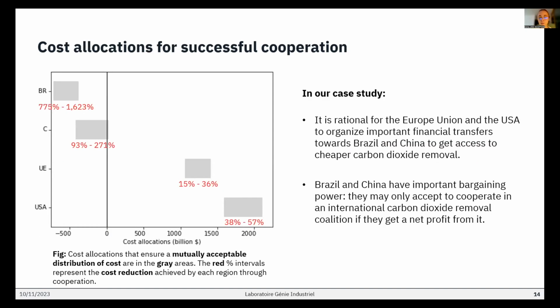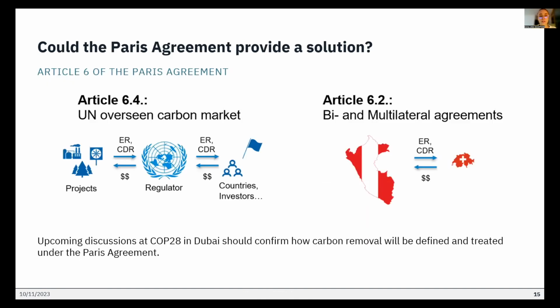So basically what we wanted to illustrate here is that countries that have higher resources for carbon dioxide removal and lower responsibility towards climate change have important bargaining power in cooperating with other countries that have maybe a higher ambition but less access to relevant CDR resources. The Paris Agreement could be an option to organize this cooperation, and upcoming discussions at COP28 in Dubai should confirm how carbon removal will be defined and treated under the Paris Agreement.